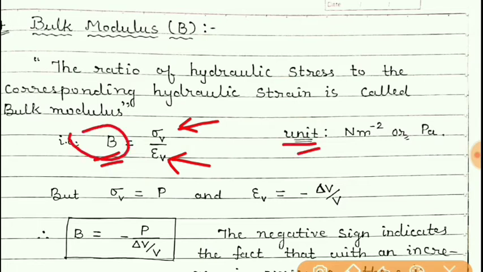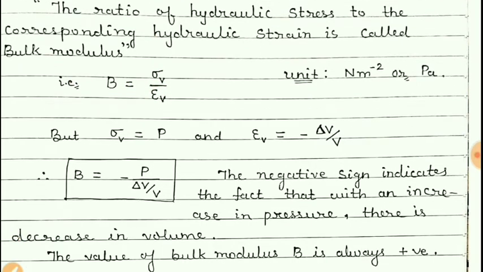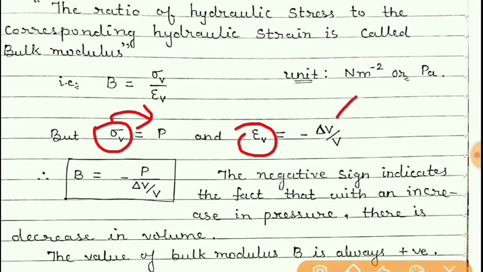Unit of B, as usual, whatever the modulus is there, its unit will remain the same, which is nothing but the unit of stress, because there is no unit of any strain. Strain does not have any unit. Now hydraulic stress is nothing but pressure, that also we have studied. And here volume strain is nothing but the change in volume upon original volume.